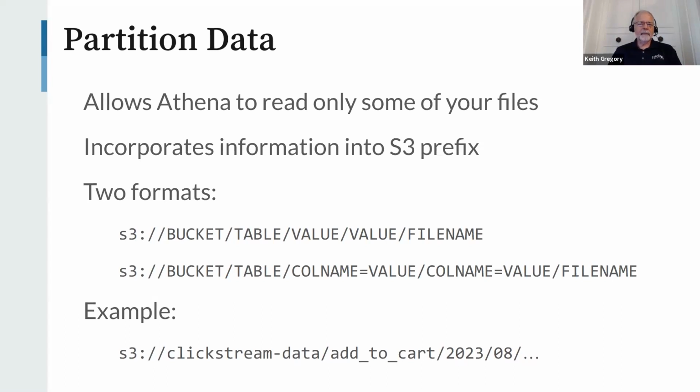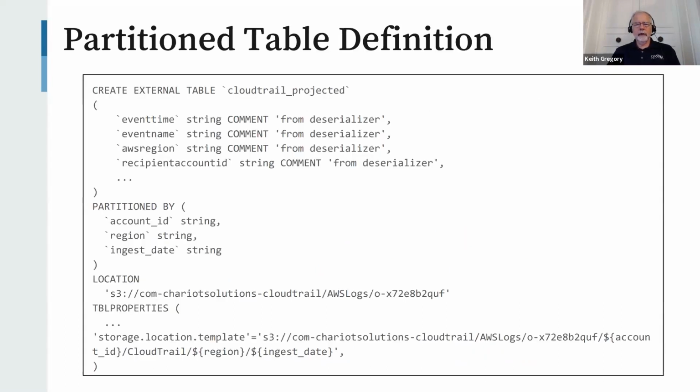When you define your table for Athena, you specify the partitions in the table definition. And here's an excerpt of a definition for CloudTrail events. Up top, you can see it's creating the table and listing the fields. And the fields that it's listing here are all inside the event record.